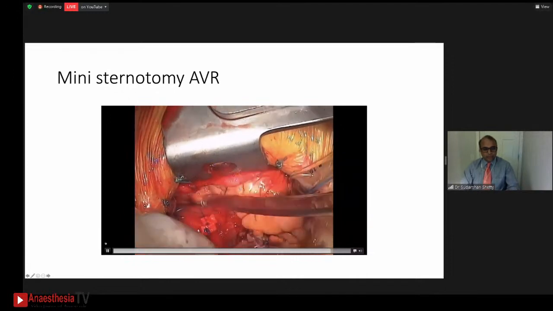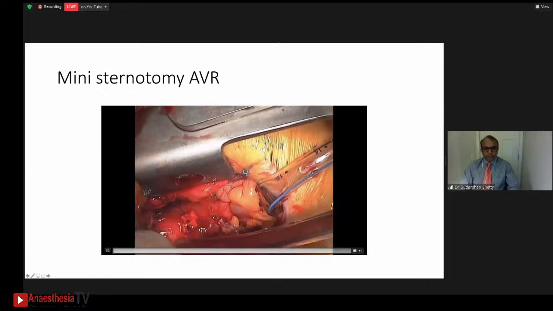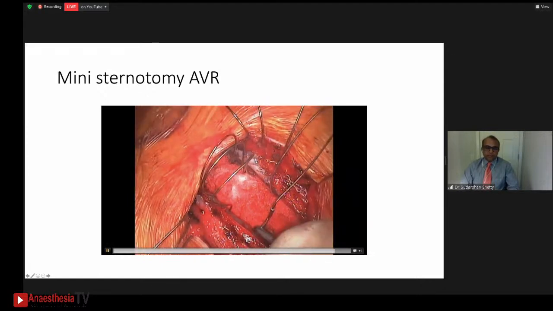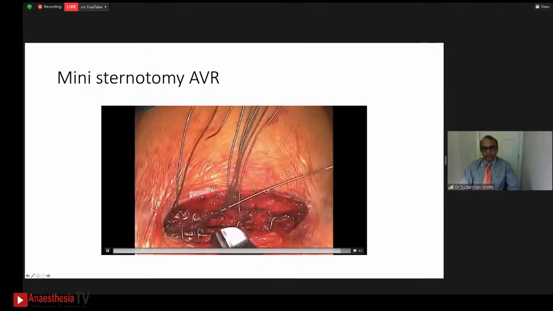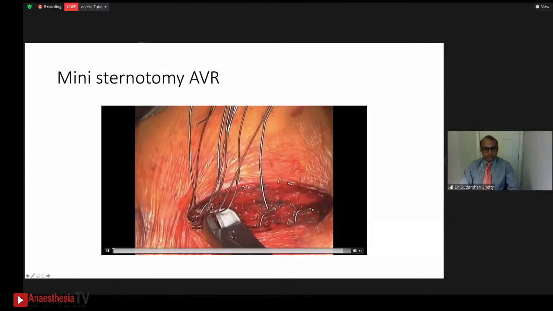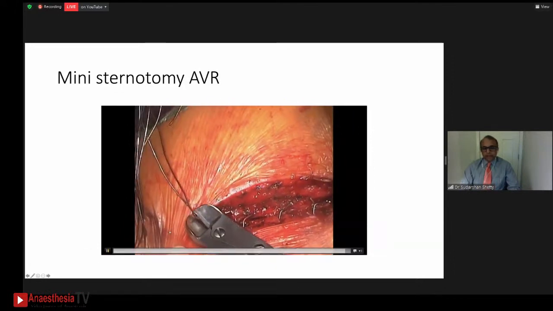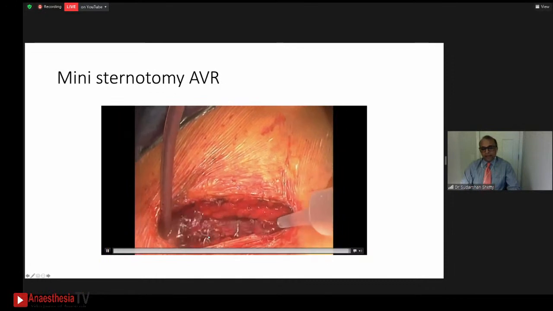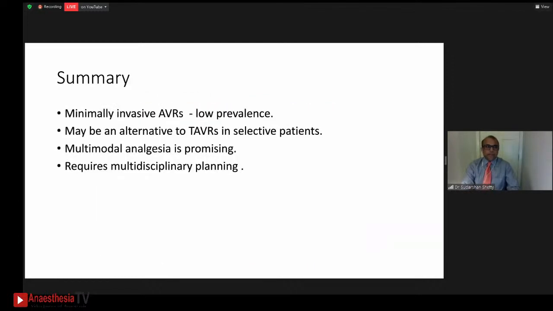So here you can see all the cannulae are out. The aortic cannula is out. The venous cannula and the right atrial appendage is out. The antegrade cannula is out. And once they're happy, the chest is being closed. So as you can see, it's possible to do the entire aortic valve replacement in this short incision. The only difference is the size, and the surgeon needs to be a little more skilled to do this in small spaces.